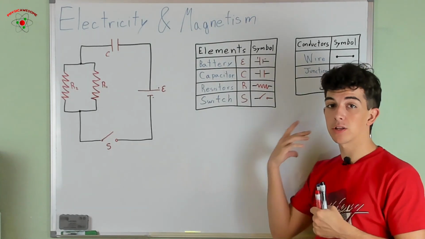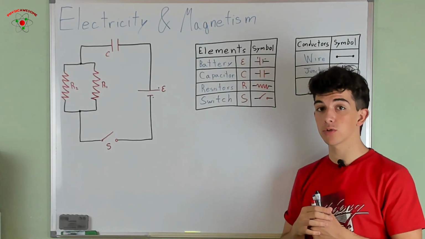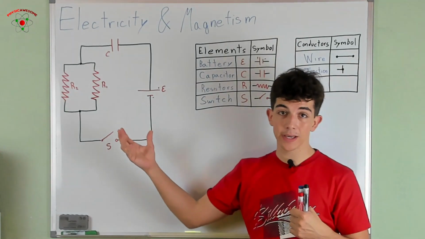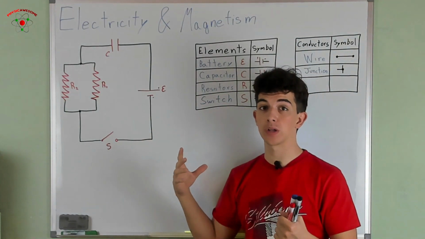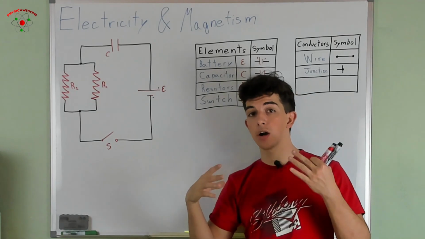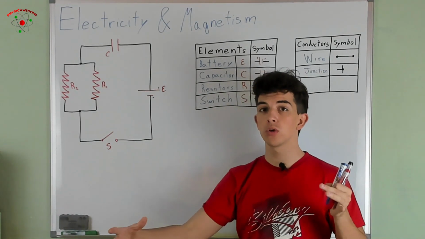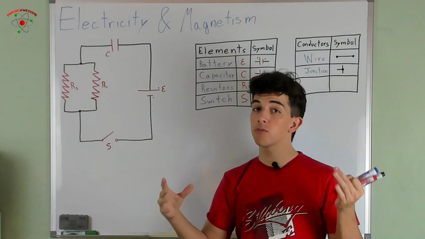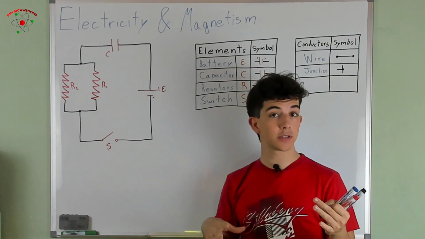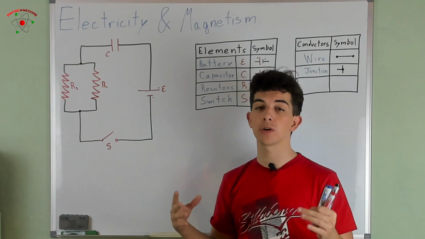Last but not least, one element that we need to consider but doesn't appear directly on the picture is branches. Branches are the different parts of the circuit that are between two junctions, and they may have elements on them, and they are very important when dealing with circuits.